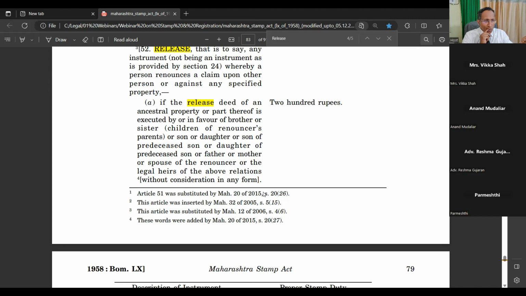Now, A is a father and B is a son. In the lifetime of the father, he can only give a gift of his 50% share. Once he expires, then suppose B, the son, has any other brother, he can do a release deed, because then it becomes an ancestral property. So in the father's lifetime, it can only be a gift of his 50% share, and it can't be a release.